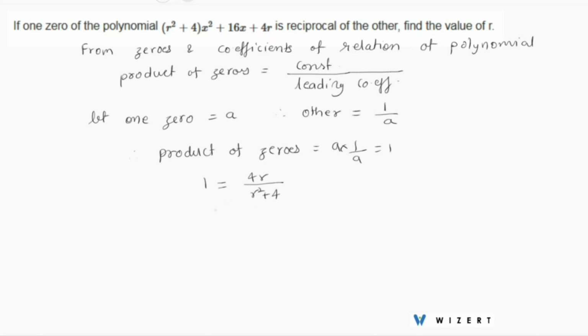So we can simply cross multiply and get r square plus 4 equal to 4r. Therefore r square minus 4r plus 4 equal to 0. Now this looks like an identity, r minus 2 whole square equal to 0. If we take square root, we get r minus 2 equal to 0 and we get r equal to 2.